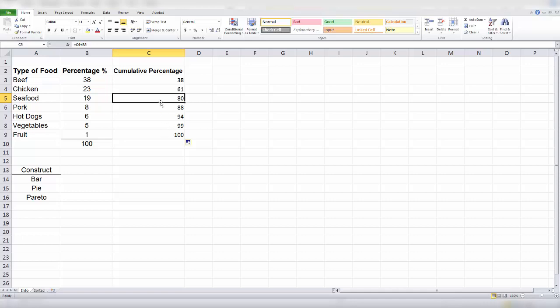Another way to have done this was to have clicked here and then clicked the copy button here. And then we would have highlighted all of this and then clicked our paste special and selected this formula button. And that indicates just copy the formula, not the values. Another common button you will use is just copy the values and not the formula.